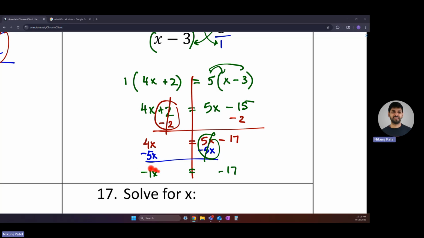And we're almost there. This negative 1 right here, we just need to divide both sides by negative 1. So when we divide both sides by negative 1, this becomes x equals, and over here, when you divide two negatives, you end up getting a positive value, 17 over 1, or just 17.